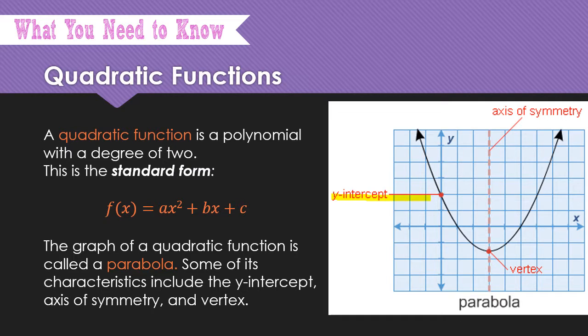The y-intercept is the point at which the parabola crosses the y-axis. Here is our y-axis going vertically up and down. So that point where they intersect is my y-intercept.